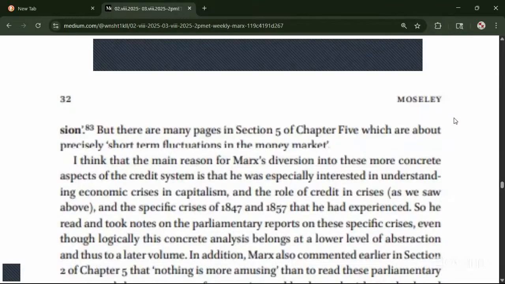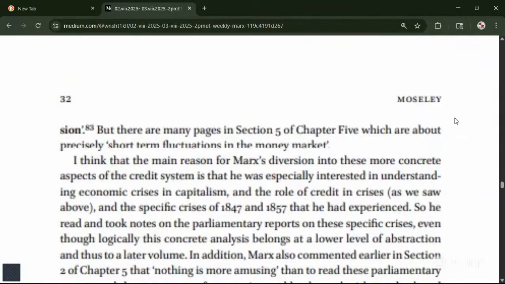I think Moseley thinks that the main reason for Marx's diversion into these more concrete aspects of the credit system is that he was especially interested in understanding economic crises in capitalism and the role of credit in crises, as we saw above, and the specific crises of 1847 and 1857 that he had experienced. So he read and took notes on the parliamentary reports on these specific crises, even though logically this concrete analysis belongs at a lower level of abstraction and thus to a later volume.